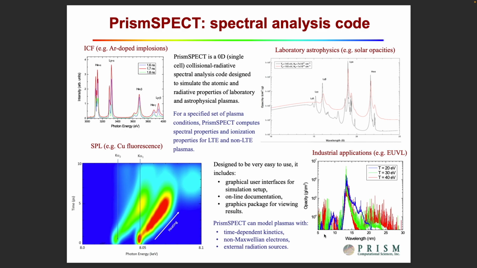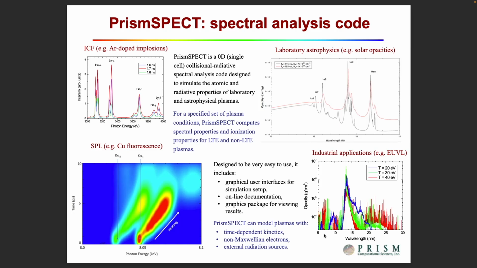Hello everyone! In this video, we will be taking a look at Prism spectral analysis code, PrismSPECT. With PrismSPECT, users can easily investigate how plasma spectral properties change with different plasma conditions. This type of analysis can be useful for a variety of applications.